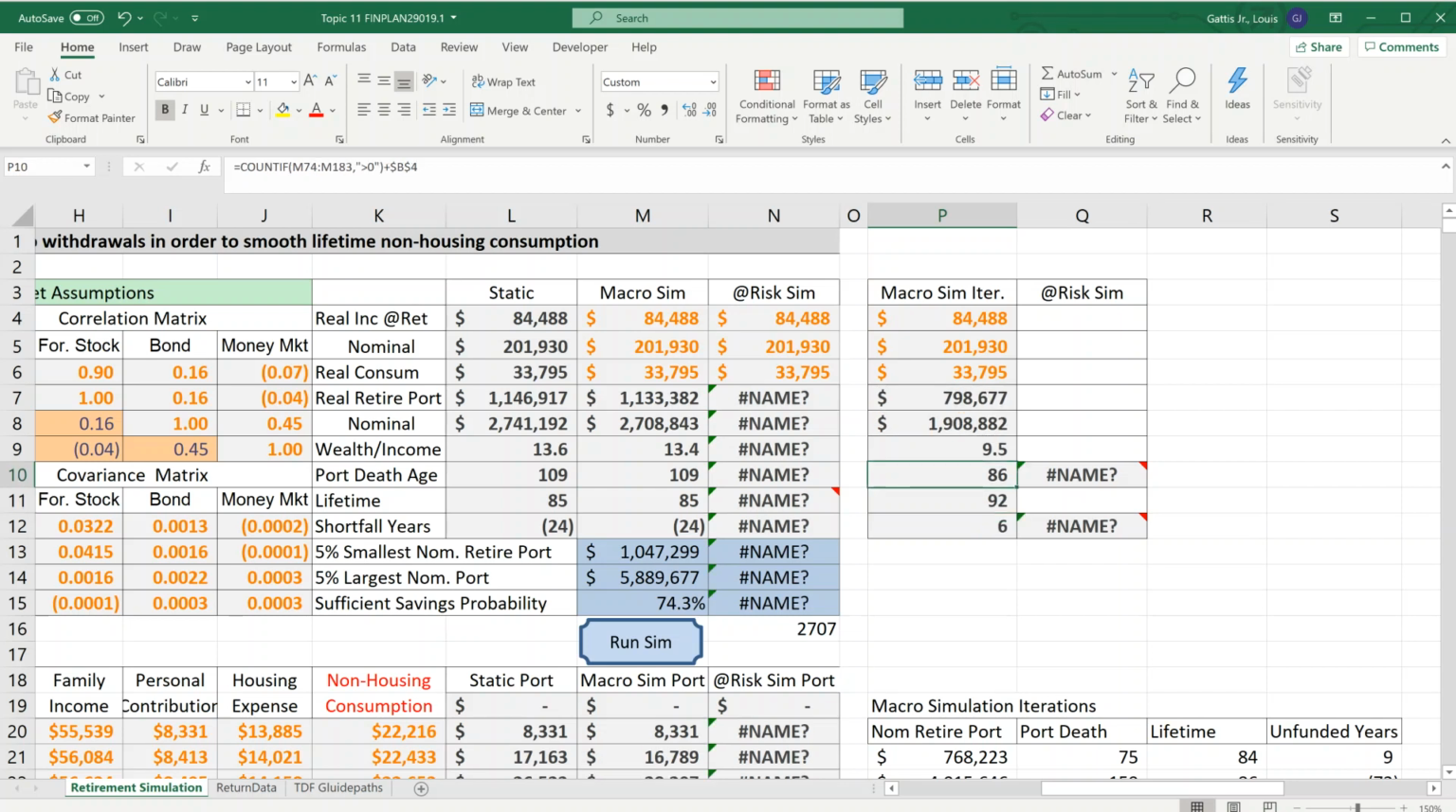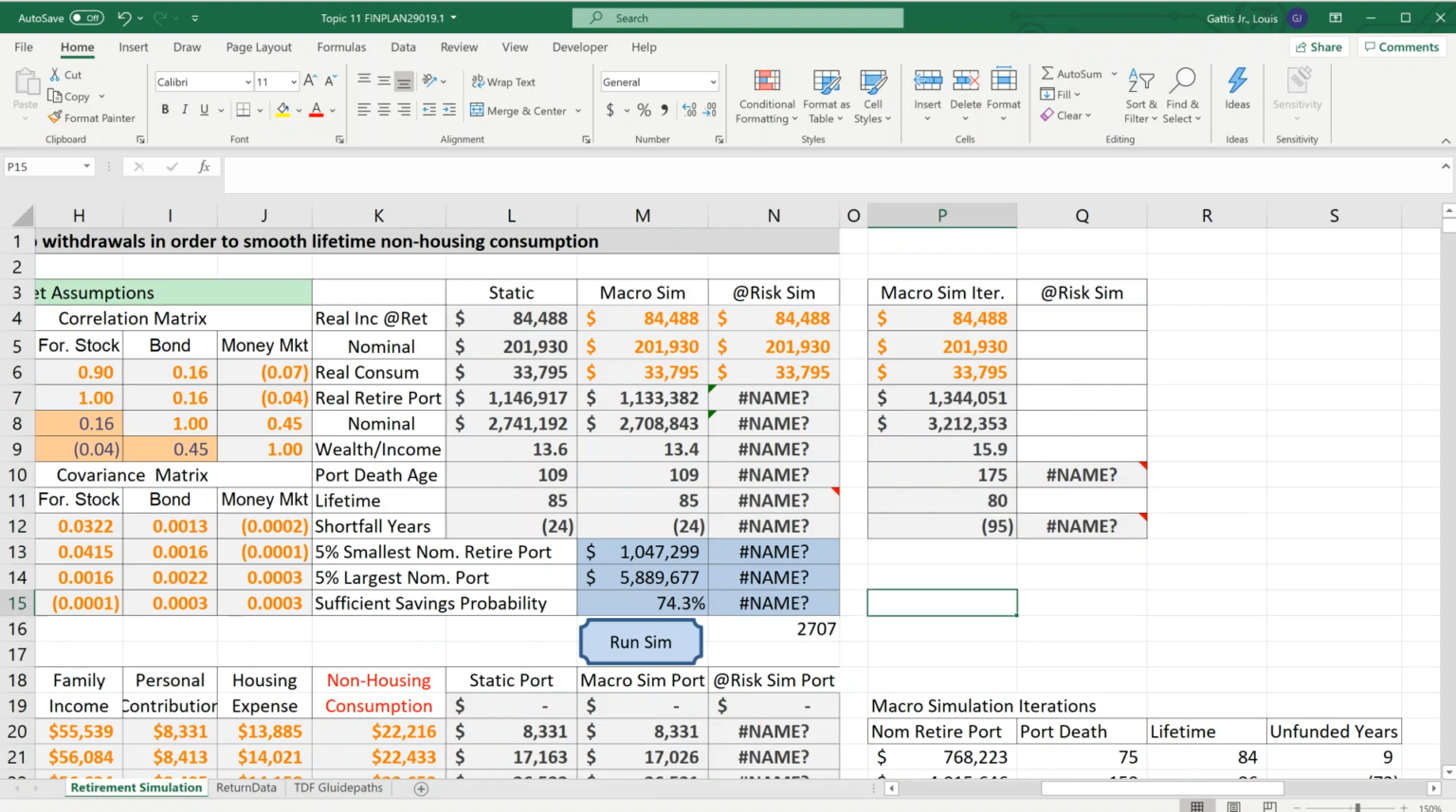Oh, here's a bad situation. I lived till 92, but my money ran out at 86, so I had 6 years I ran out of money. So what would be interesting is to do this F9 5,000 times and record 5,000 portfolio values. On average, it should be $2.7 million, but I also can look at, say, the 5% worst and best case. And I calculate maybe the probability that I run out of money. What percentage of the time is my portfolio dying before I do?